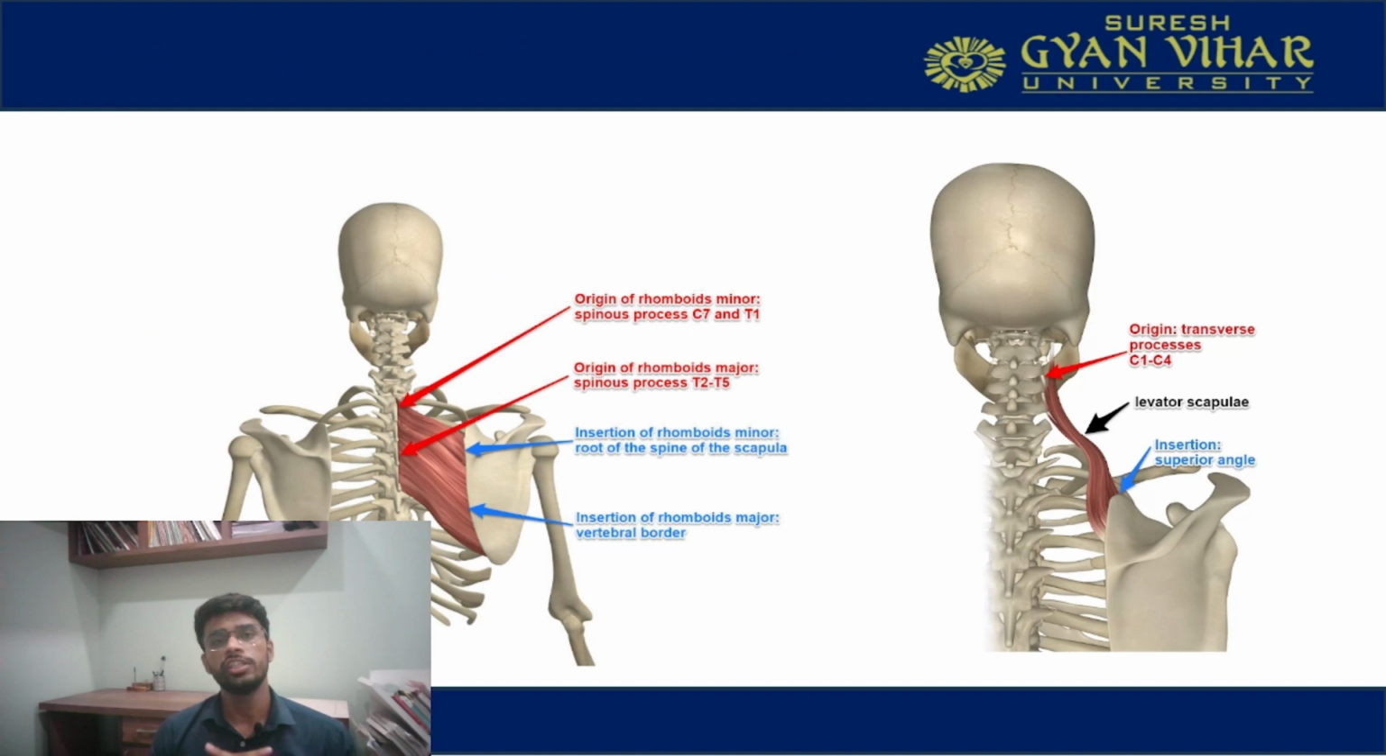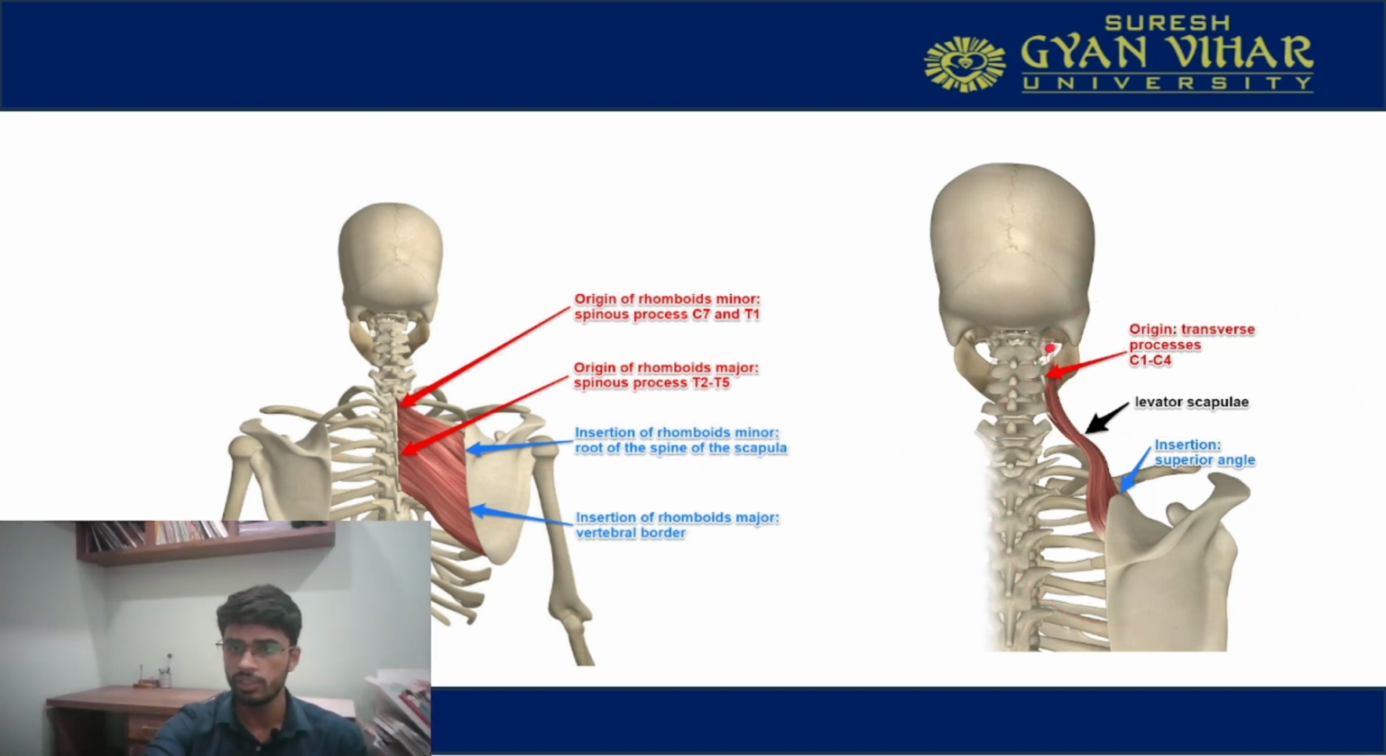So this is the origin and insertion of the rhomboid minor and major muscle. The rhomboid minor muscle is coming from the spinous process of the C7 and T1, and it is inserting on the root of the spine of the scapula. And the rhomboid major muscle over here is coming from T2 to T5, and it is inserting on the vertebral border, the medial border of your scapula. Then this is your levator scapulae, which is originating from the C1 to C4 transverse process, and it is inserting at the superior angle of the scapula. These muscles function in elevating the scapula.